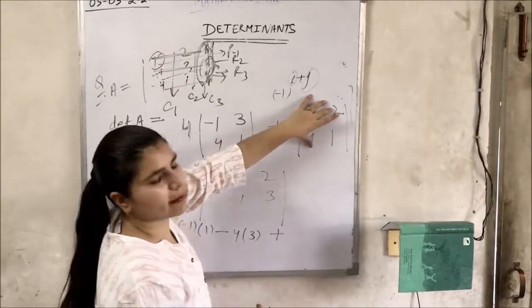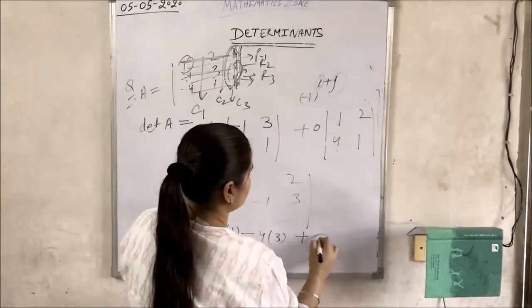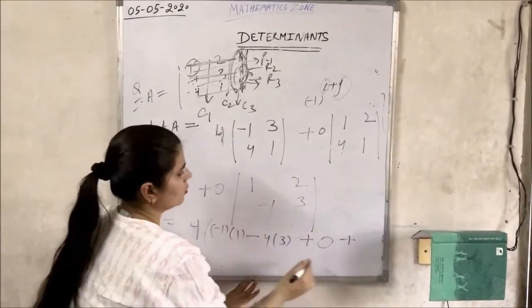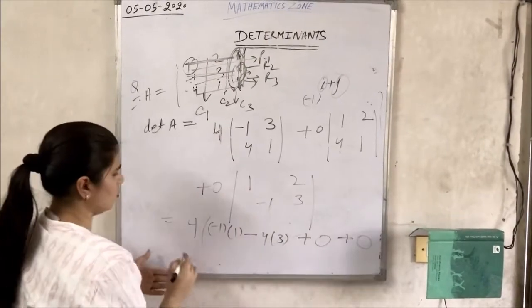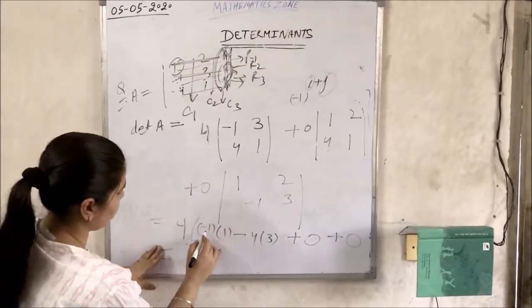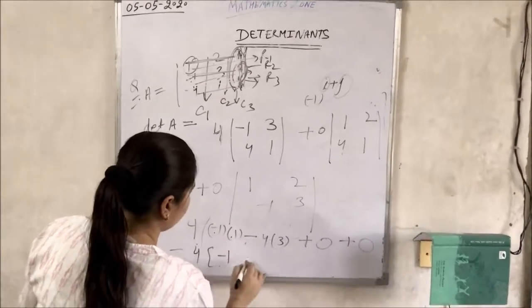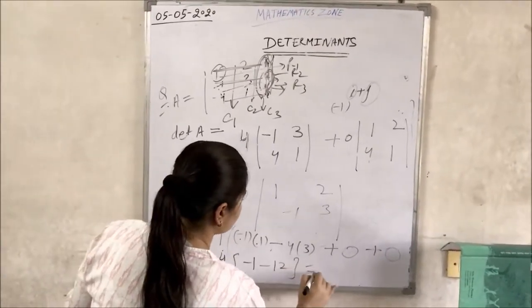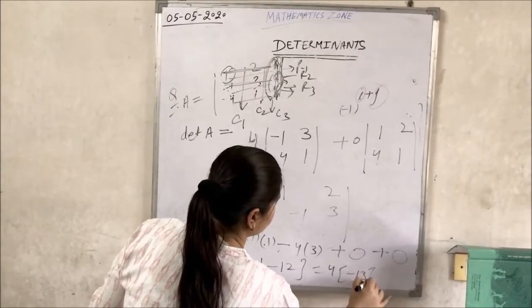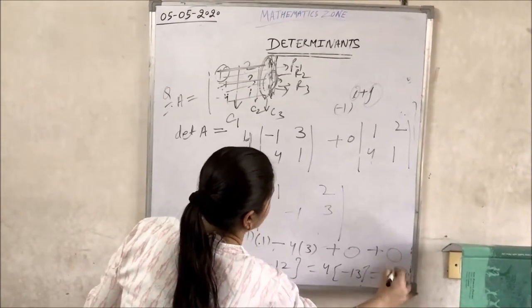Anything multiplied by 0 gives 0. So there is no need to calculate this and this. So this 2 will become 0 and your answer will be -1 into 1 which is -1, and -12. This is 4 into -13. -52 is your answer.